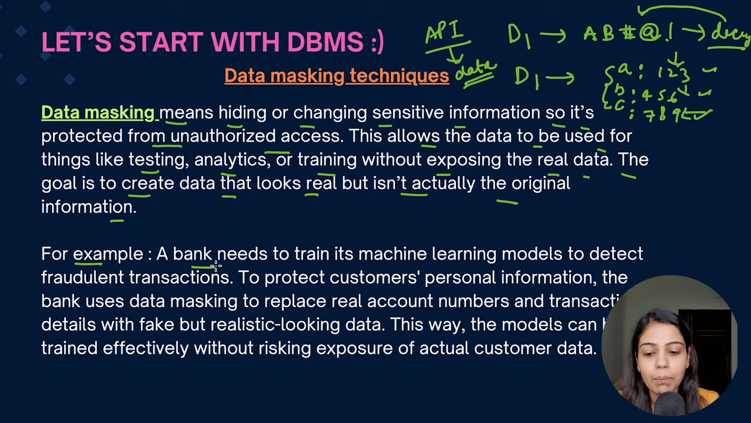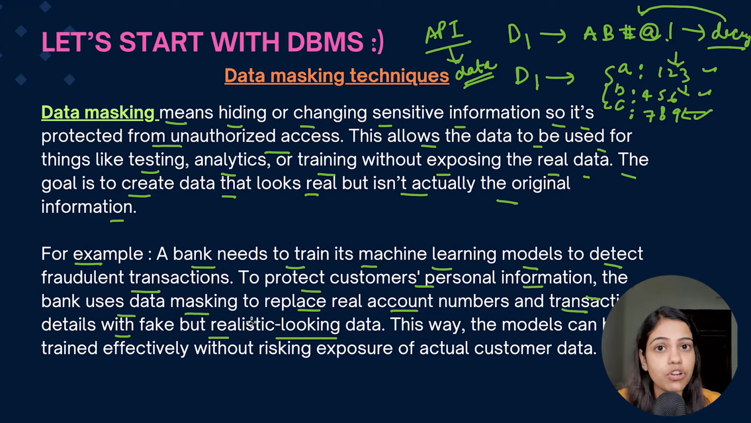For example, a bank needs to train its machine learning model to detect fraudulent transactions. To protect customers' personal information, the bank uses data masking to replace the real account numbers and transaction details with fake but realistic looking data. That is not the original data that would come from a get query on the bank's database, but it gives a realistic look. This way the models can be trained effectively without risking the exposure of actual customer data.